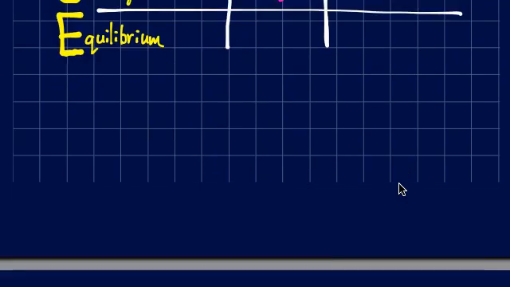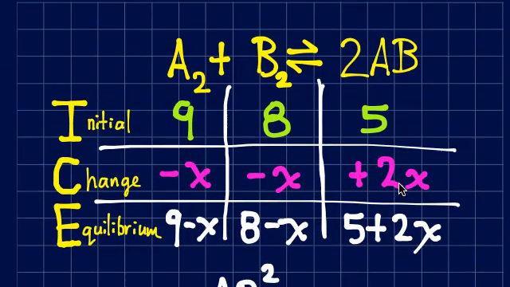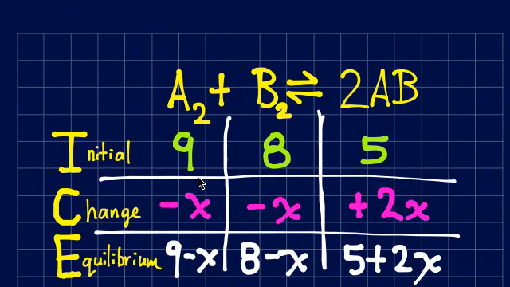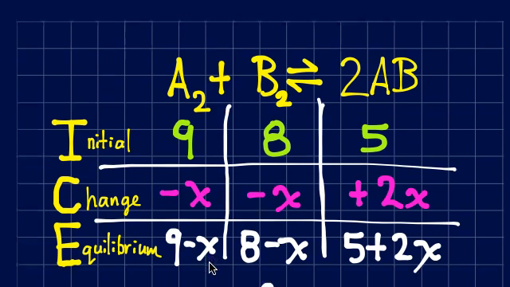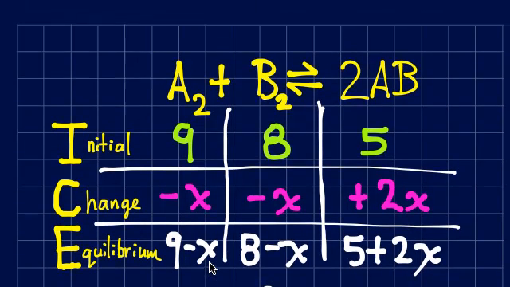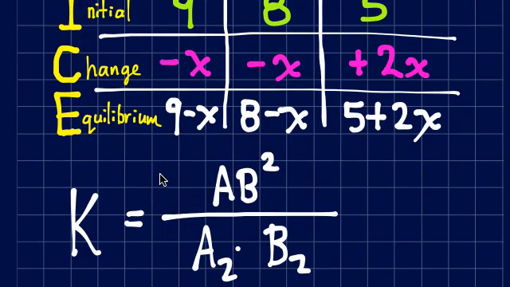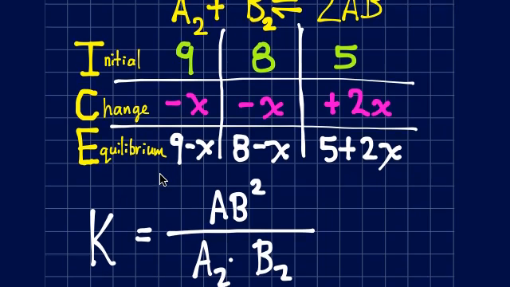That's all. Easier said than done sometimes. So what do I say? 9 minus x. 8 minus x. 5 plus 2x, and I still don't know what x is. But I do know that the relationship between this squared in the numerator and this multiplied times this concentration in the denominator must equal my constant. And I have found the constant. Or I should say, we determined it earlier.